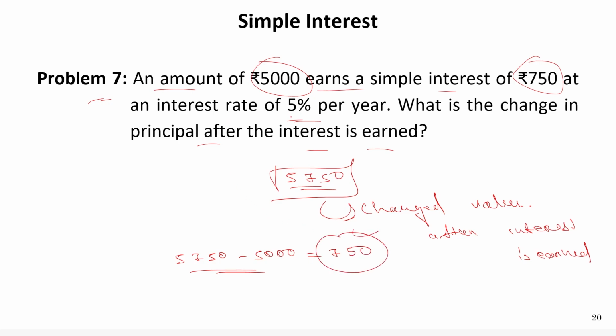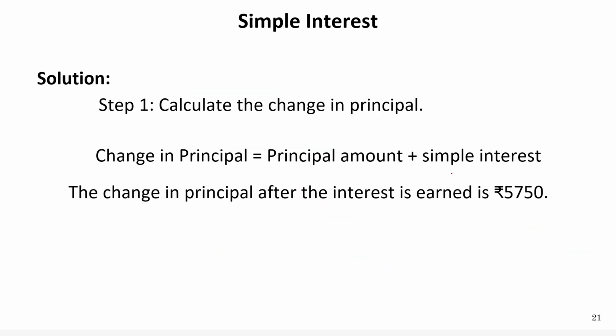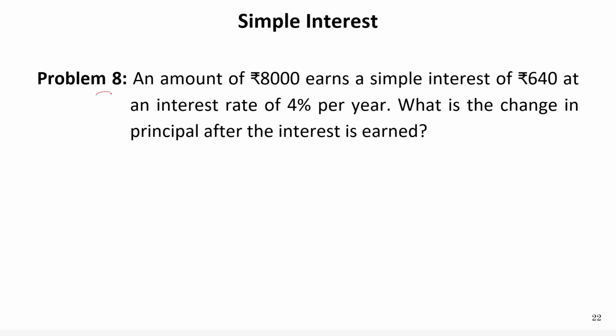So at an interest rate of 5% per year, this will be the difference amount, and after the interest is earned, this will be the changed value, as we have written here. So change in principal is equal to principal amount plus simple interest. So change in principal after the interest is earned is what? 5750. Okay, so let's see problem number 8.